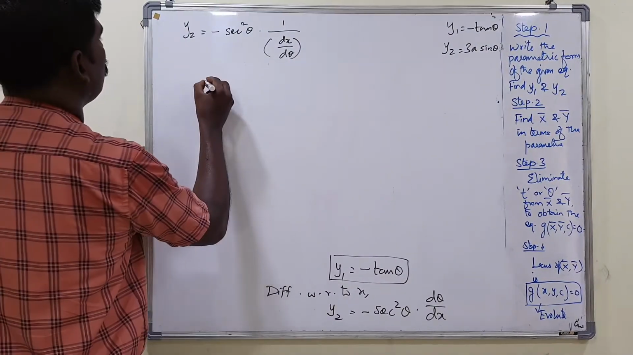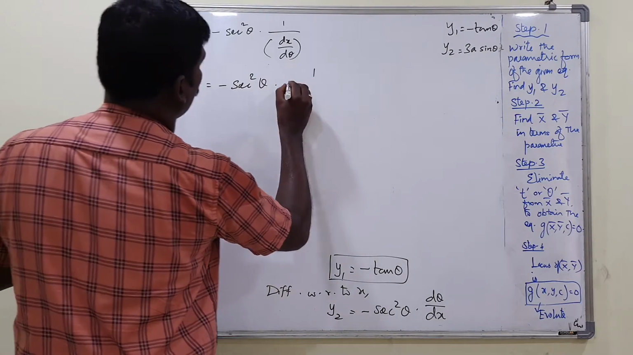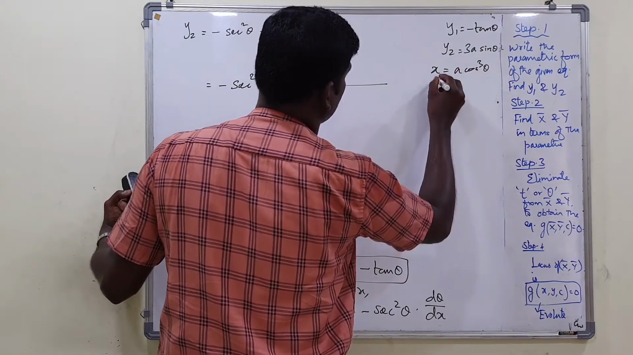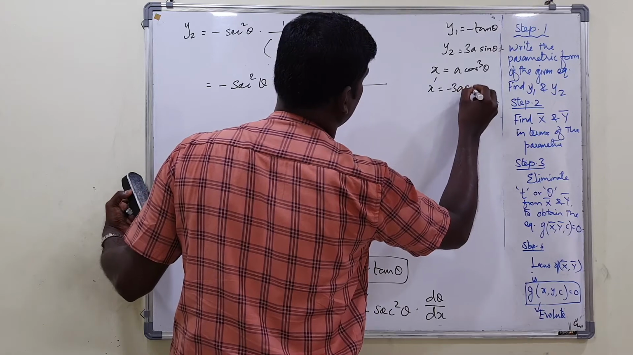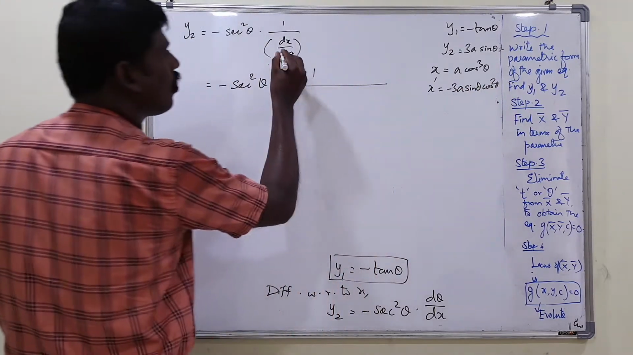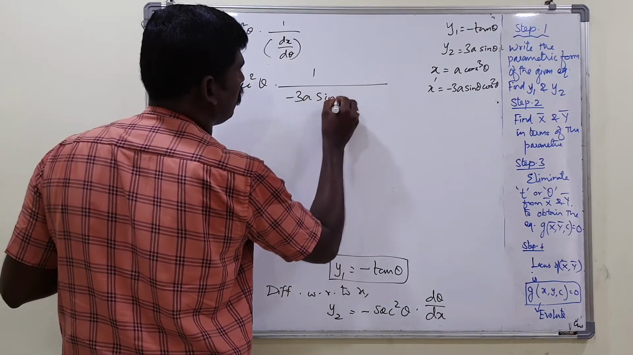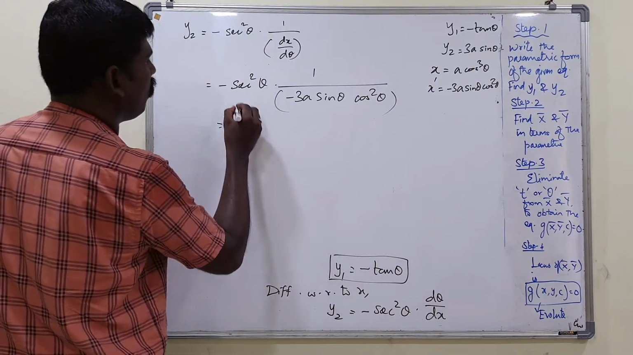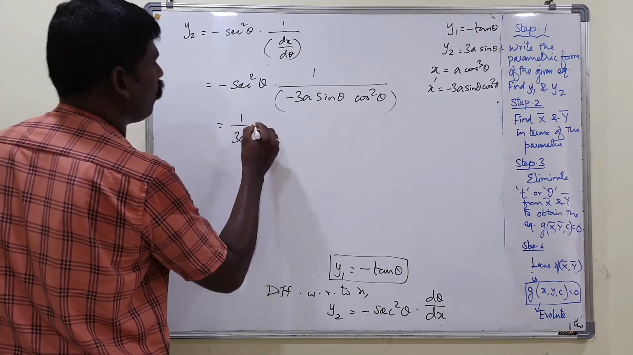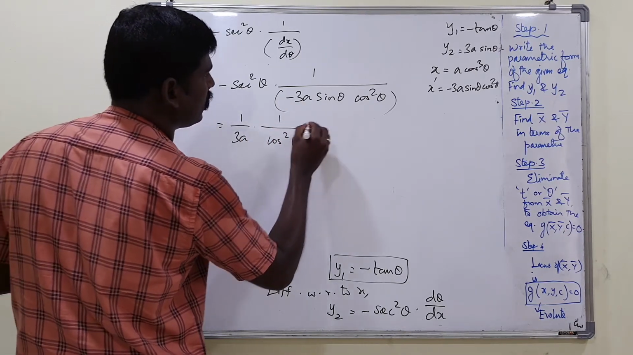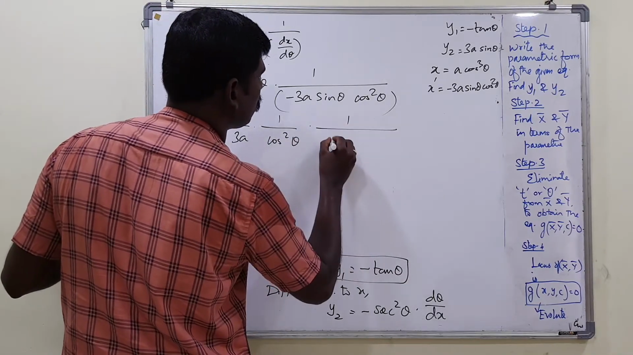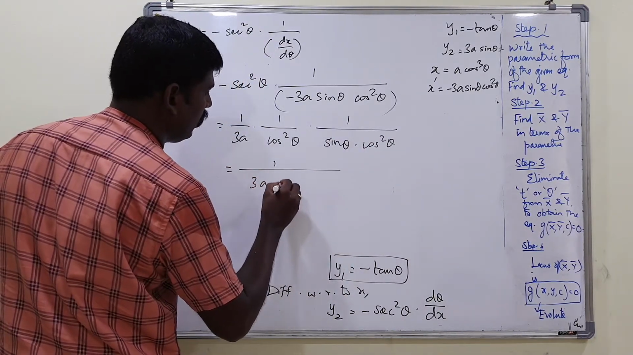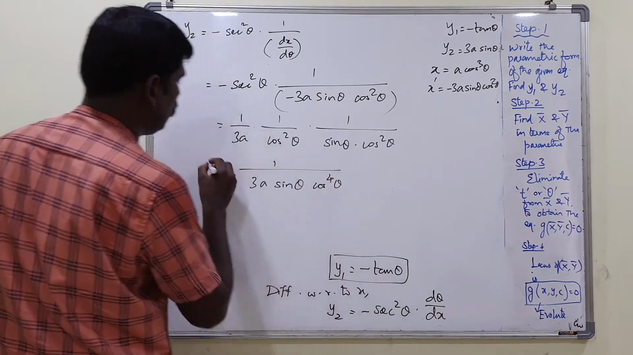Extremely sorry, that is equal to minus secant square theta into 1 divided by the derivative of x, isn't it? What is x? A cos cube theta. Then x dash is equal to minus 3a sin theta cos square theta, isn't it? Reciprocal of the x dash value, we should write it here. So sin theta into cos square theta. Minus minus becomes plus. 1/3a, this 3a comes to the front, and what is 1/sec²θ? It is cos²θ into 1/sin(θ) into cos²θ. That is equal to 1/3a sin(θ) into cos⁴θ is the value of y2.